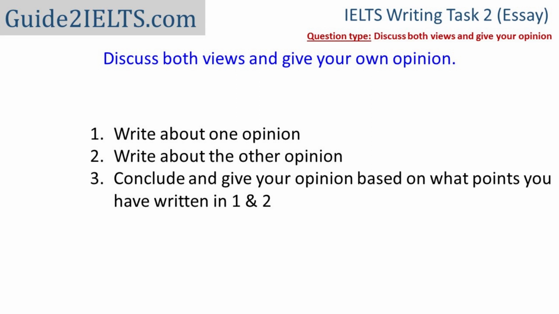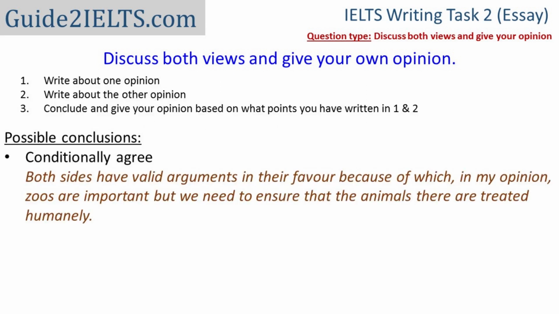Because the question type is discuss both views and give your own opinion, we need to talk about both sides and then conclude by mentioning which side we support. It is also correct to take the middle path. For example, we could write that both sides have valid arguments in their favor, because of which, in my opinion, zoos are important, but we need to ensure that the animals there are treated humanely. So in this example conclusion statement, I have conditionally agreed to the second opinion.